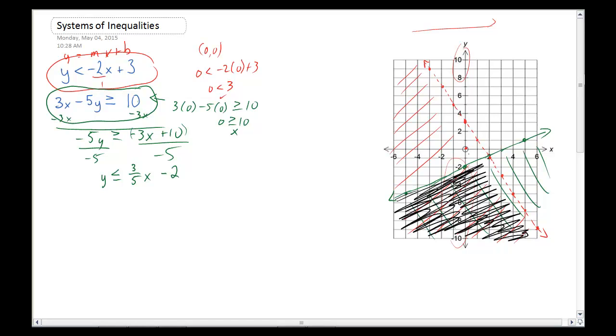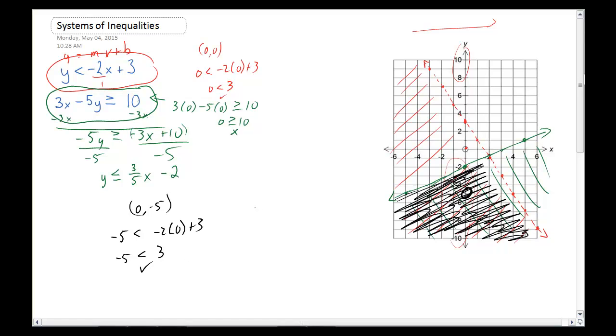Here, let's check. Let's test it out. Let's take 0, negative 5. That's a point right in the middle there, so let's test it out. We'll put it in both of them. So if I put it into the first one, I'll have negative 5. So I'm testing out 0, negative 5. Negative 5 is less than negative 2 times 0 plus 3. And then if I work that out, I get negative 5 is less than 3, which is true.